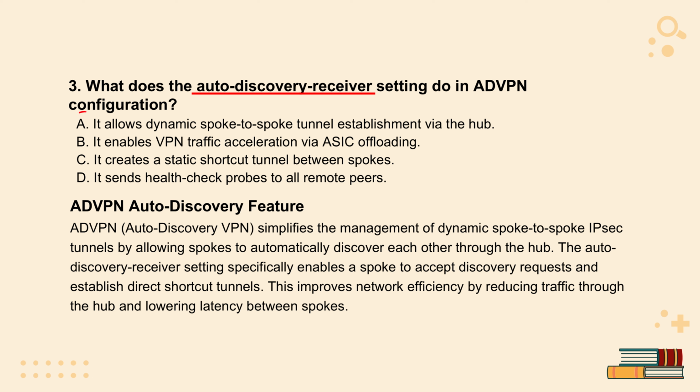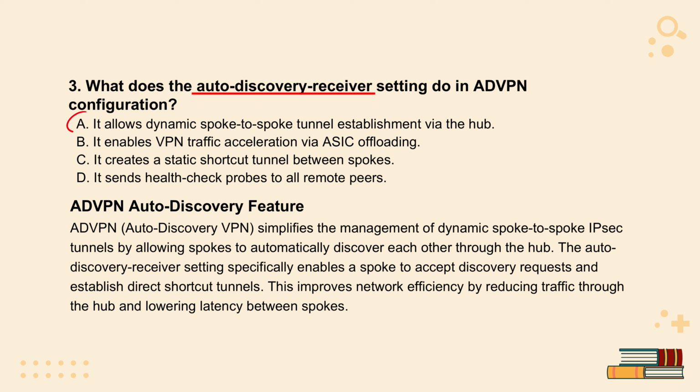Once they know how to reach each other directly, they can dynamically build a direct IPsec tunnel between themselves, a shortcut tunnel. Bypassing the hub completely for that specific traffic flow. Right. So the auto-discovery receiver setting is what lets a spoke accept those shortcut tunnel requests from others. That's the one. It enables that dynamic connection. That's a huge efficiency gain, especially for, like, branch-to-branch voice or video. Oh, yeah. Drastically cuts hub load, improves latency for that spoke-to-spoke communication, which is critical for a lot of modern distributed apps. Yeah. Makes sense.